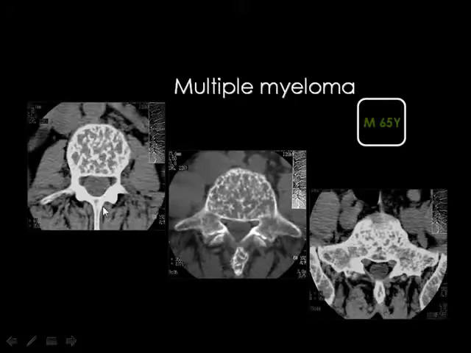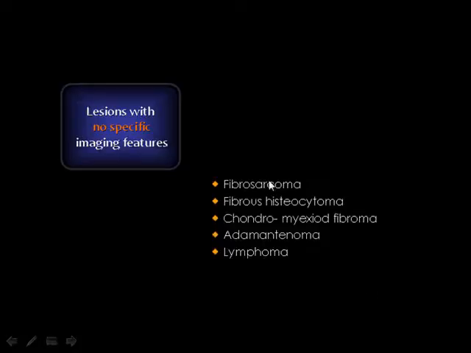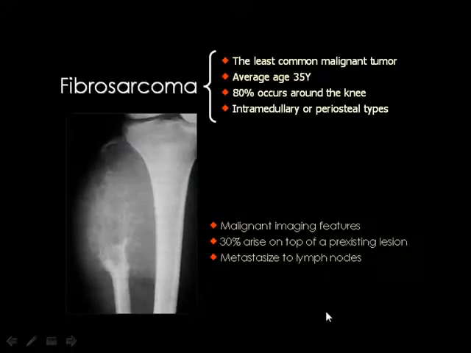But the CT is impressive. If you see this finding, numerous osteolytic lesions that are near in size to each other, affecting the vertebral body as well as the neural elements, the spinous process, and the iliac bones as well, then you are in the possibility of multiple myeloma. Then you came to the last group of the lesions, which include the fibrosarcoma, fibrous histiocytoma, chondromyxoid fibroma, adamantinoma, and the lymphoma.